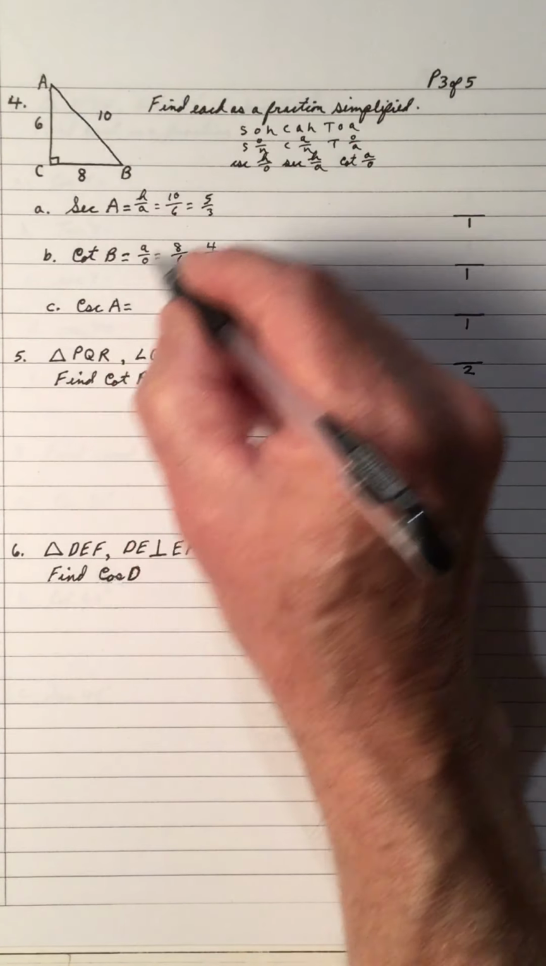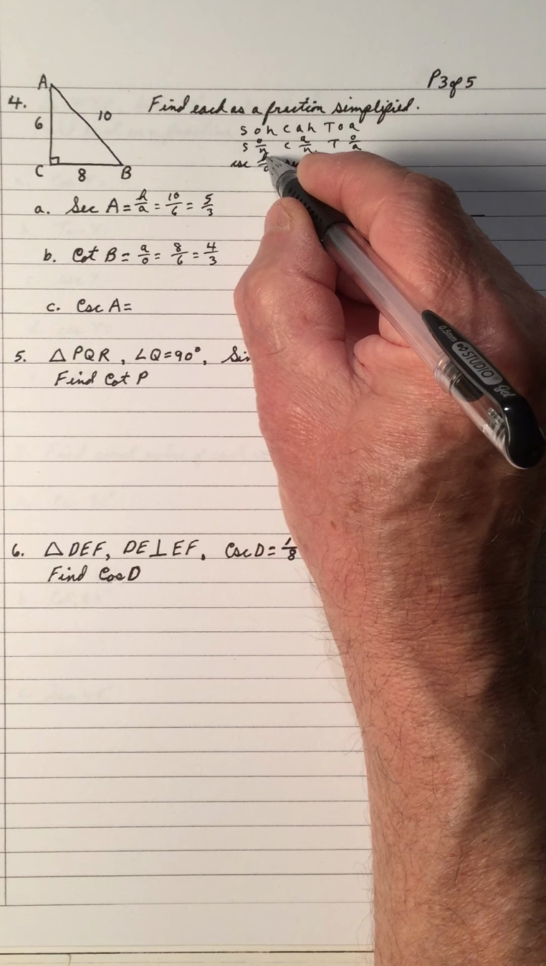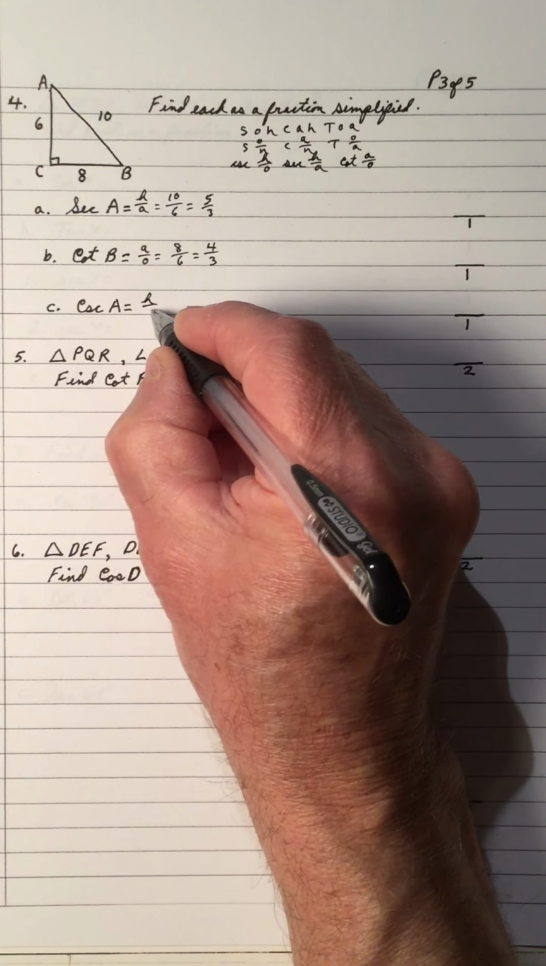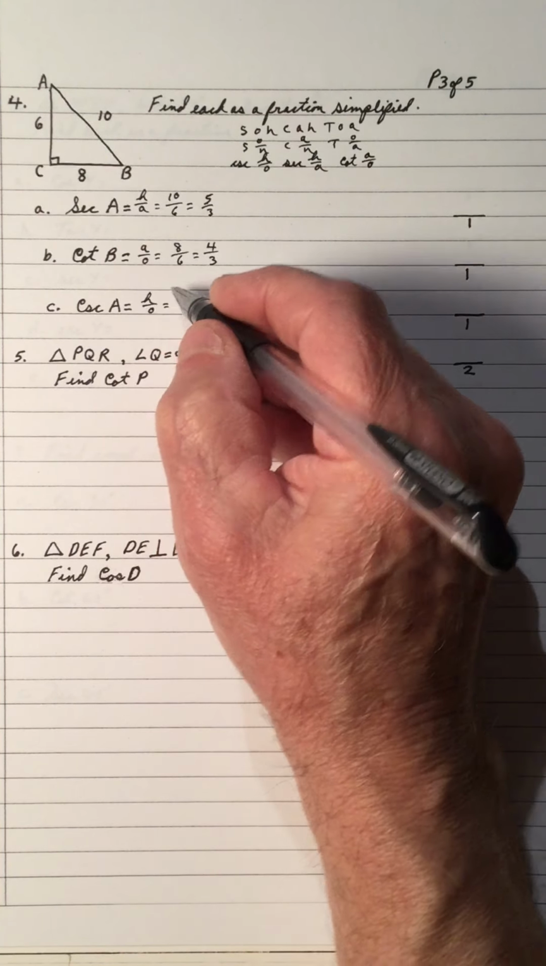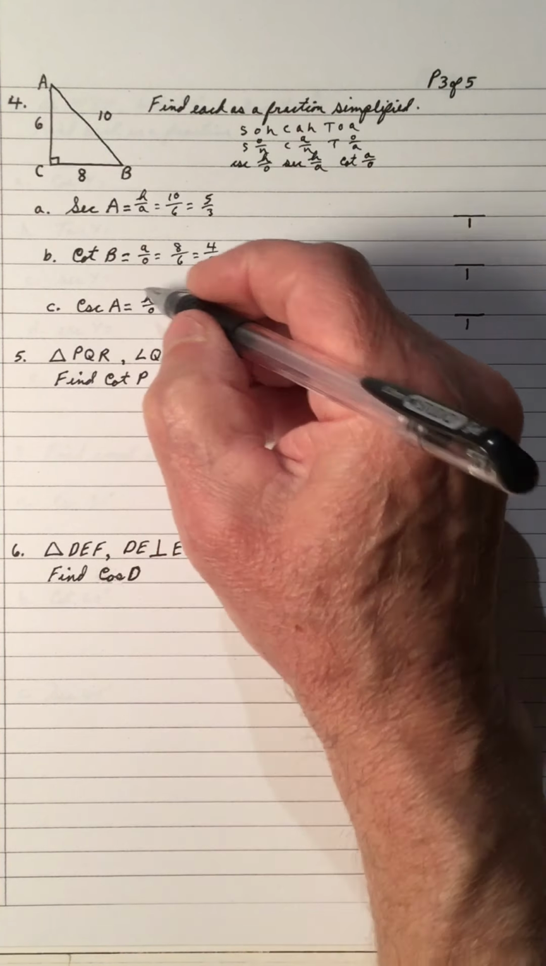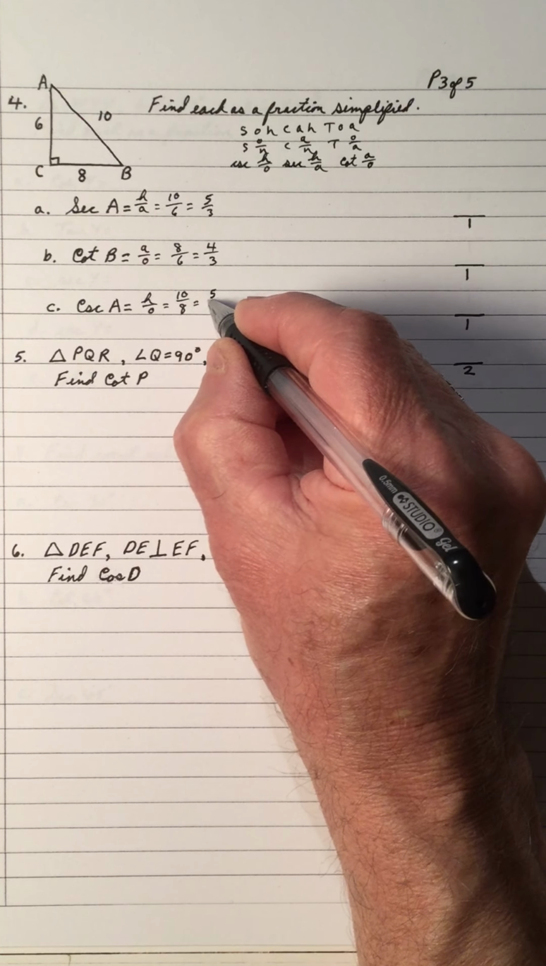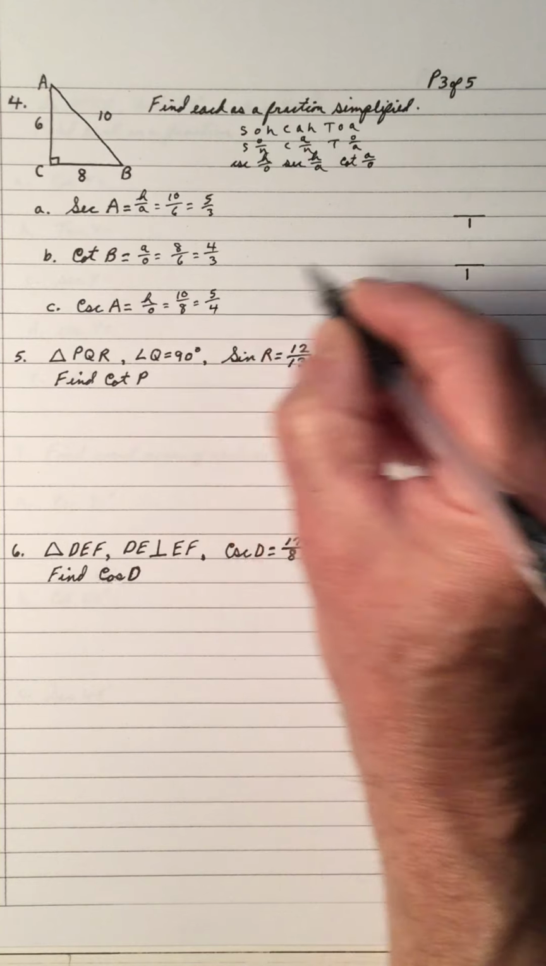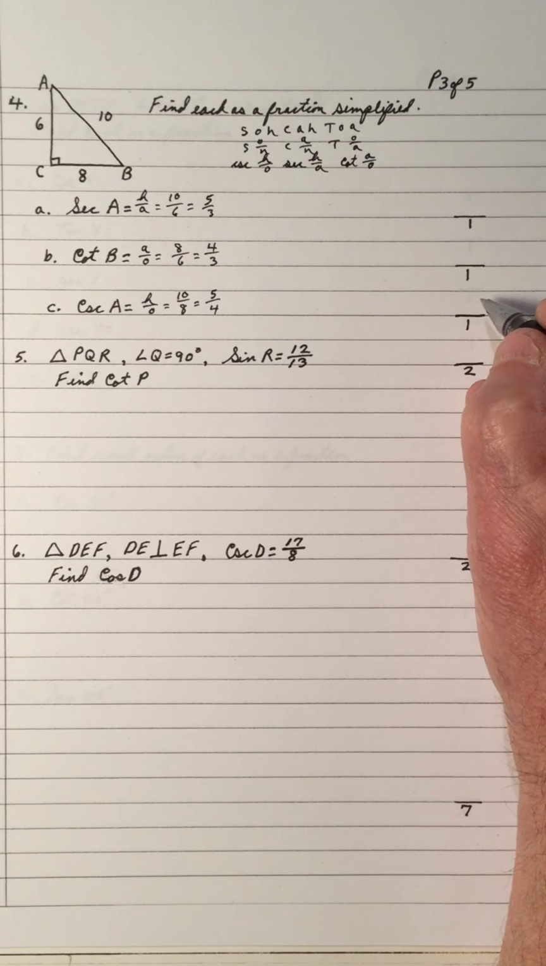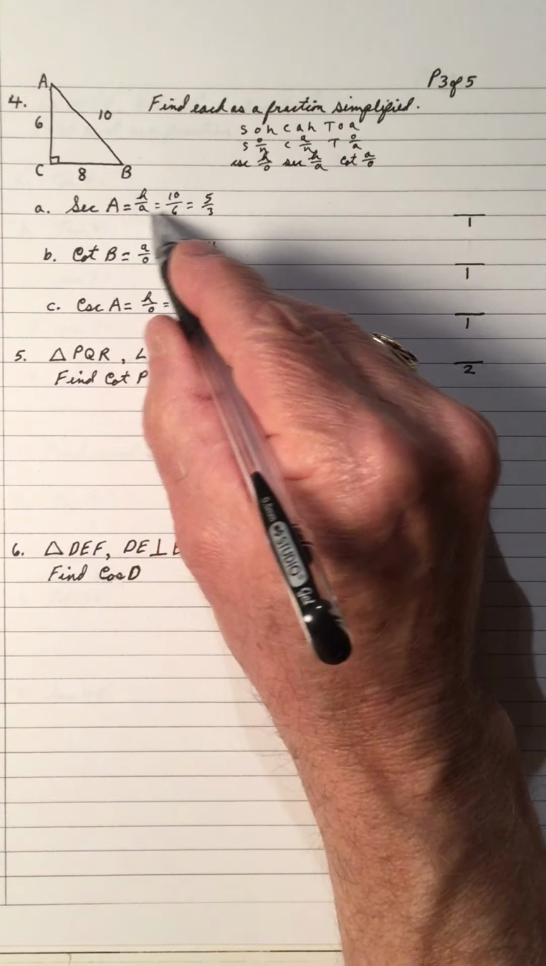The cosecant is hypotenuse over opposite, and in relation to angle A, the hypotenuse is 10. The opposite side for angle A is 8, so 10 over 8. 2 is a common factor. 10 divided by 2 is 5. 8 divided by 2 is 4. You got 5 over 4. Give yourself a mark.